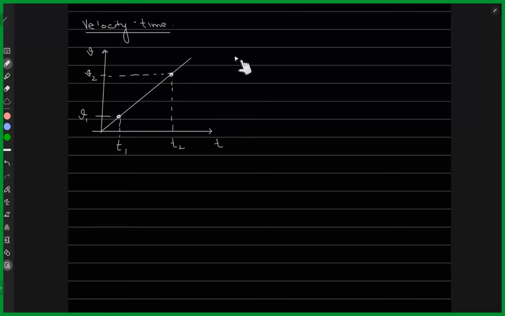Now, if I find the mathematical gradient of this line, which is m, change in y over change in x, y is what? Velocity. So it is change in velocity, divided by, on x, we have time. So it is change in time. V2 minus V1 divided by T2 minus T1. But what is this equal to? What physical quantity does this represent? Sir, acceleration. Acceleration. So the gradient is the acceleration of the object.